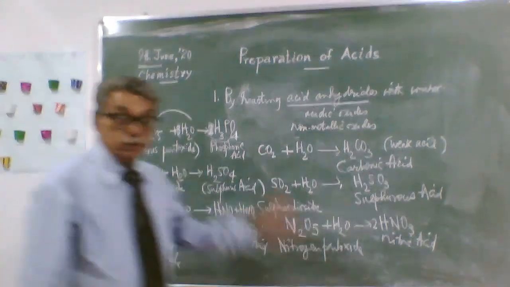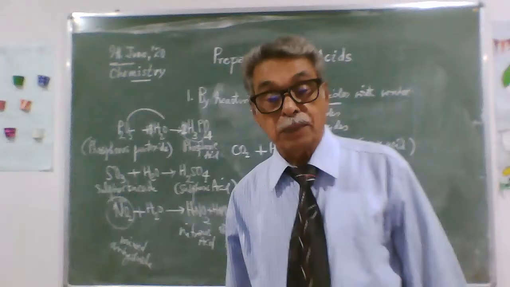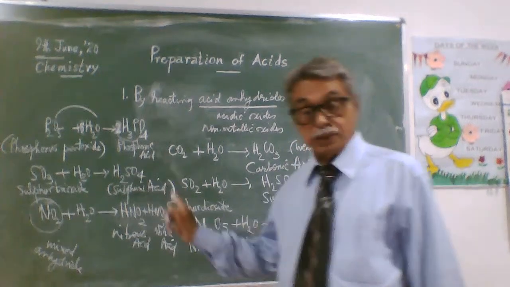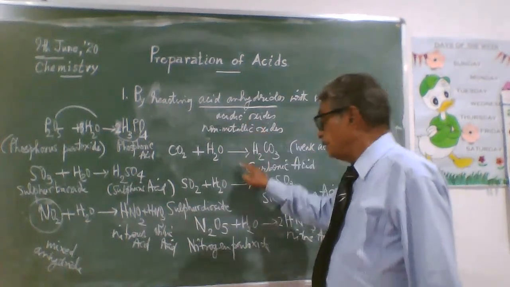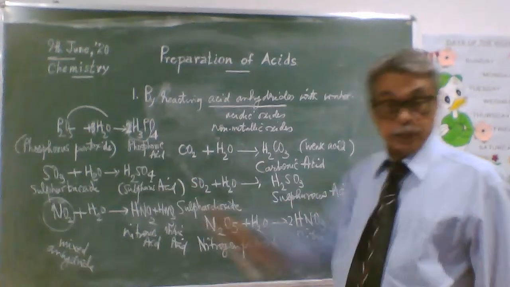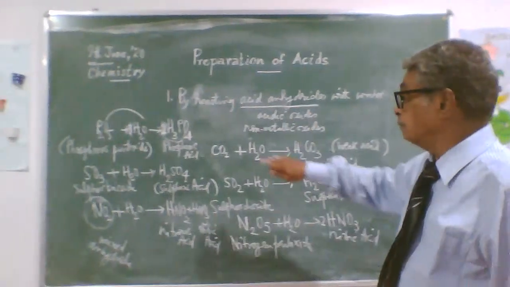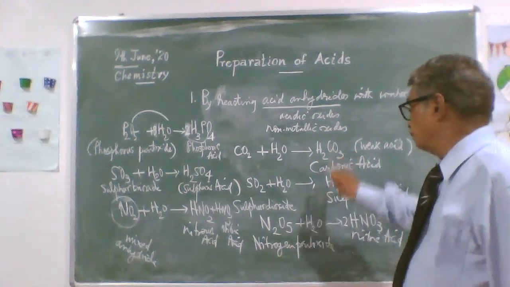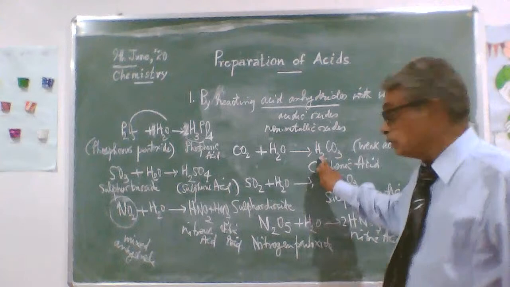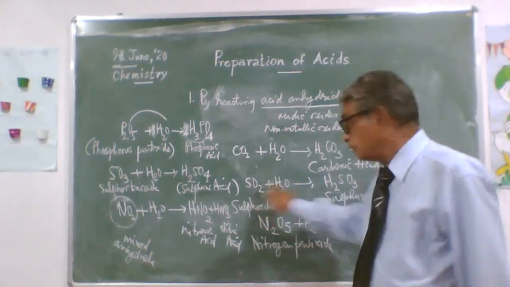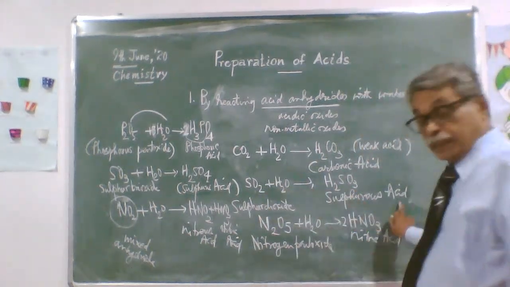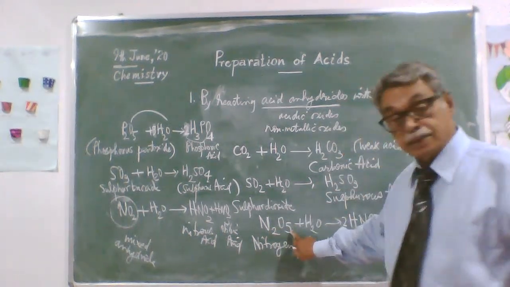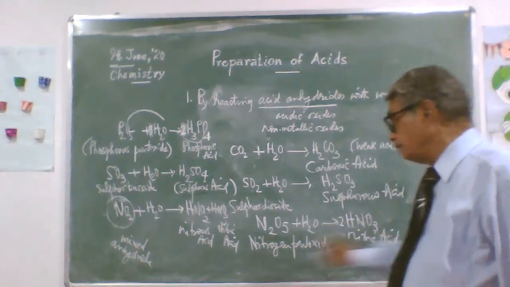So these are the methods by which acids are prepared, that is by reacting the acidic anhydride with water. To recapitulate, I go once again through that. First one, carbon dioxide and water produce carbonic acid, a weak acid, H2CO3. Sulfur dioxide reacts with water, produces sulfurous acid, H2SO3. Nitrogen pentoxide reacts with water, produces nitric acid.